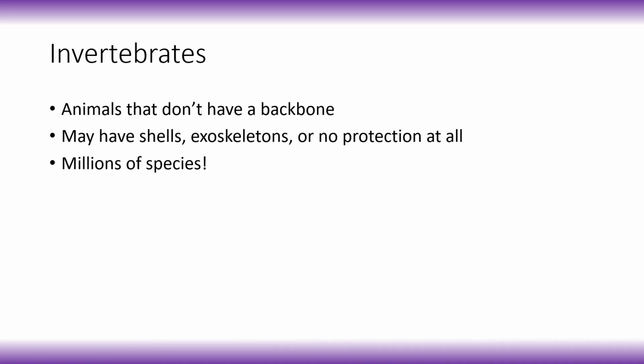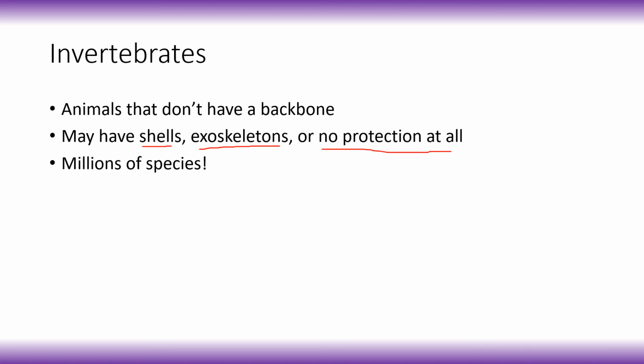So now we'll talk just briefly about invertebrates. These are animals that don't have a backbone, so they don't have spines like we do, but they might have some other way to protect themselves or to give their bodies some sort of structure. They might have something like a shell, they might have an exoskeleton, which is basically like armor that's just part of the body, to protect themselves from predators and from the outside world. Or they might have nothing whatsoever.